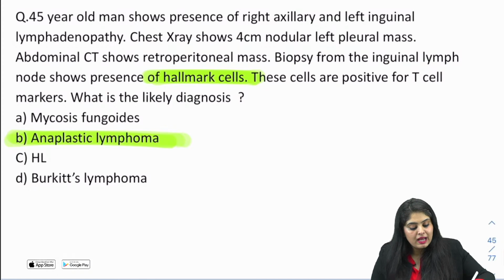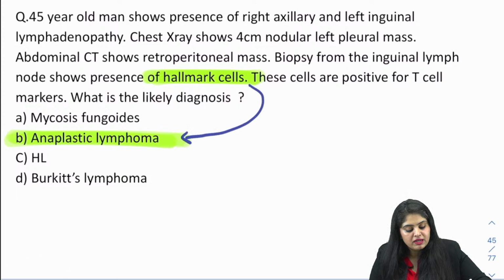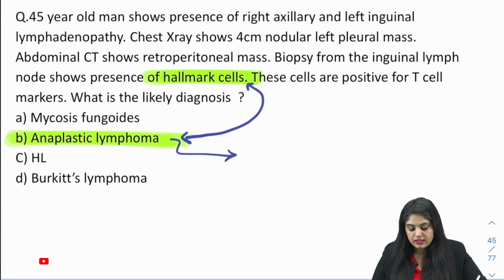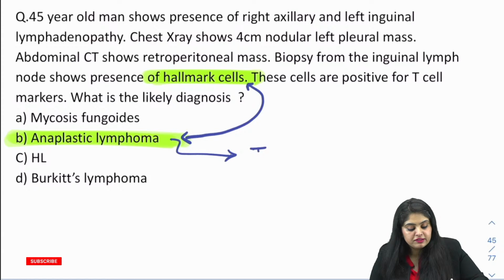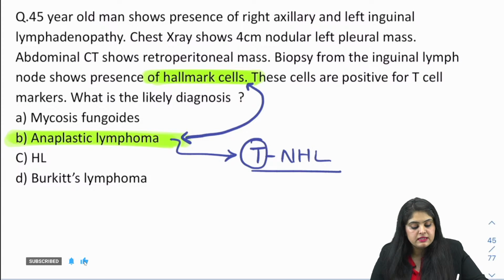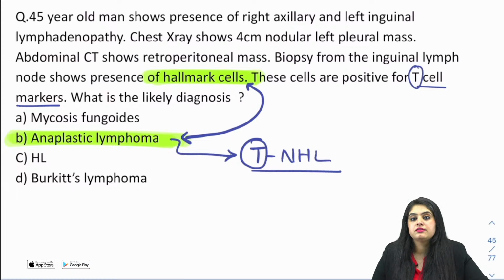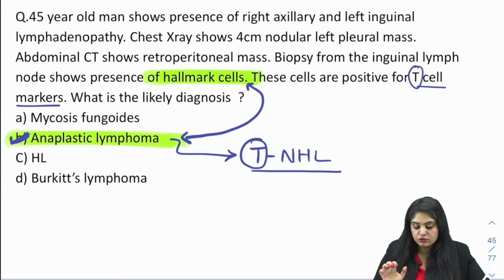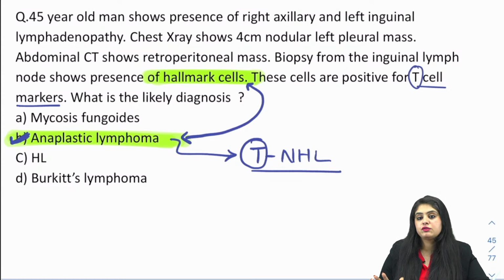So now I know anaplastic lymphoma shows me hallmark cells. I also know that anaplastic lymphoma is which NHL? B NHL or T NHL? It's a T NHL. So did the examiner tell me about the T variety? Yes, these cells are positive for T cell markers. So I'm on the right track, it means I have put up the right question, that anaplastic lymphoma is the right answer. So can I basically say that we are sorted finally?